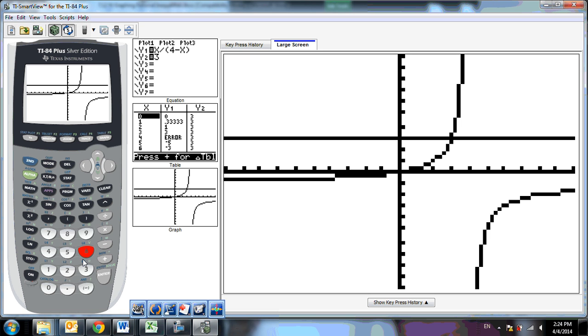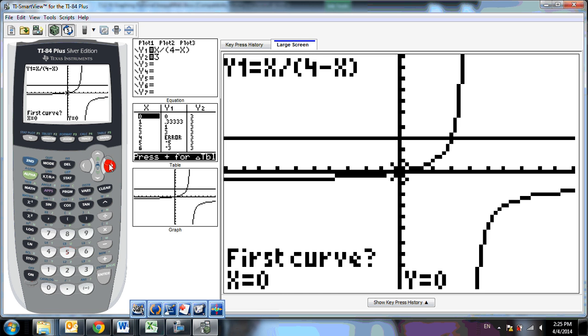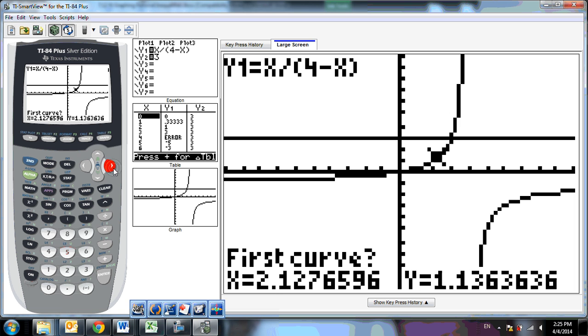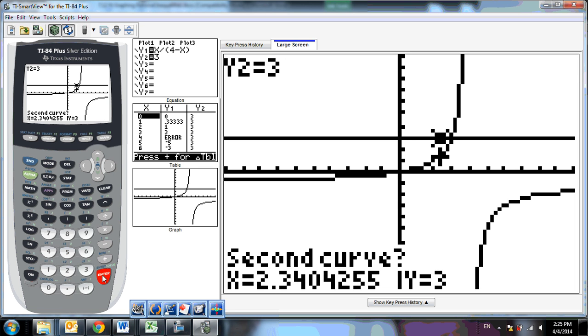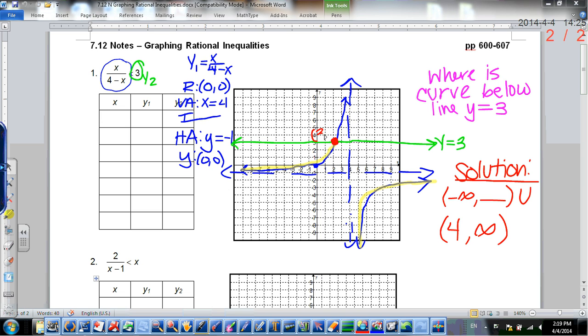And here's my piece. So the point I'm interested in finding is this intersection point right here, yeah? So I'm going to go ahead and find that intersection point. To refresh your memory, it's second, calc, you choose 5, and you move your arrow a little close to the intersection point you're interested in, and then you press enter, enter, enter. So what that tells me is that my intersection point is at the point 3, 3.